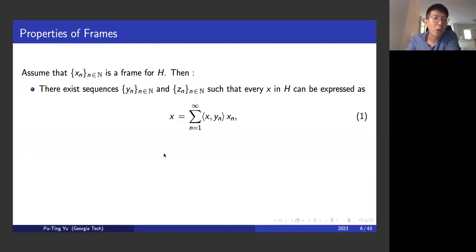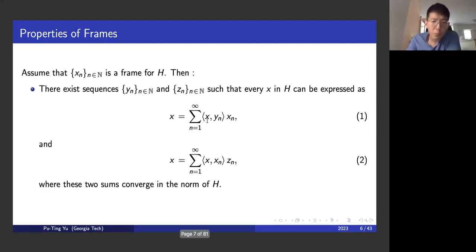Okay, so here we go. This is exactly what we mean by basis-like property. Assume that x_n is a frame for H. Then we know there exist some sequences y_n and z_n such that every x in H can be expressed as the sum of x_n multiplied by the inner product of x and y_n. Also, we can write x as the sum of z_n multiplied by the inner product of x and x_n, where these two sums converge in the norm of H. We call these two expressions the reconstruction formulas of x.